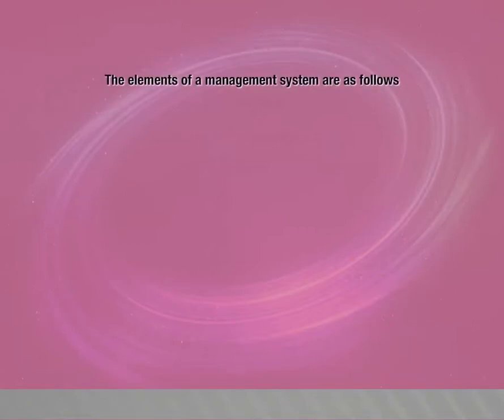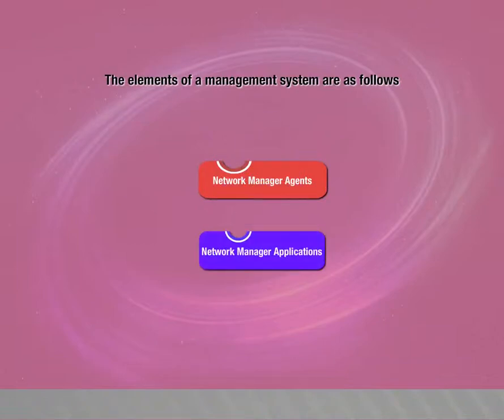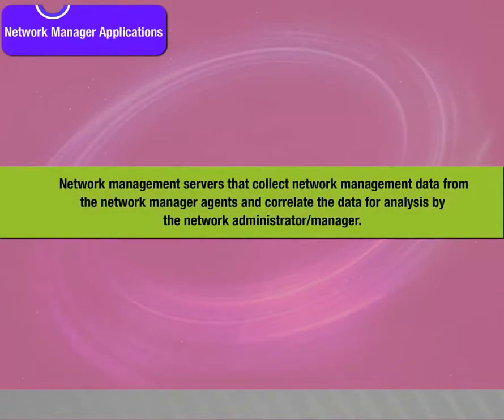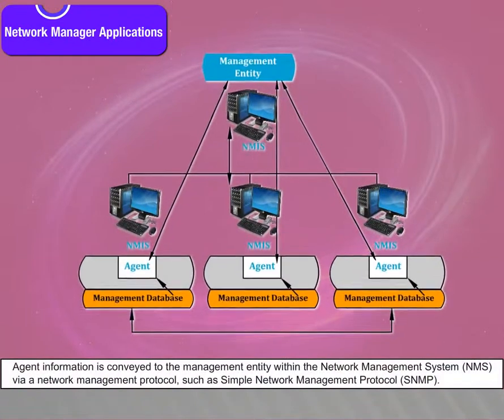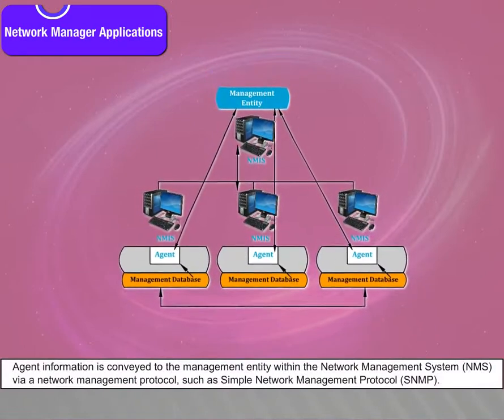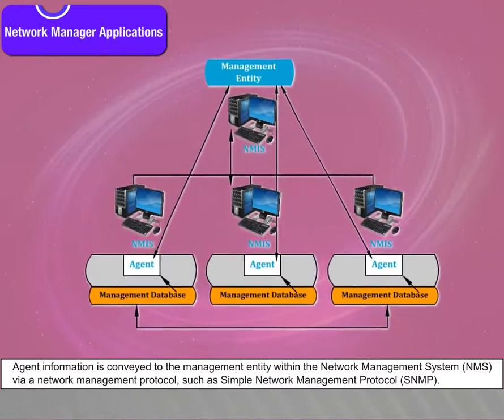The elements of a management system are as follows: network manager agents, integrated with network devices, platforms, and applications. Network manager applications: network management servers that collect network management data from the network manager agents and correlate the data for analysis by the network administrator or manager. Agent information is conveyed to the management entity within the network management system NMIS via a network management protocol such as Simple Network Management Protocol SNMP.